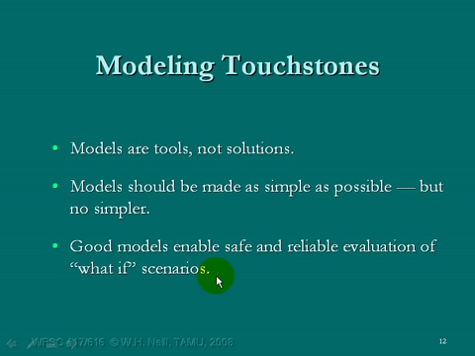And then I guess it's obvious that good models enable safe and reliable, well, maybe certainly safe, maybe reliable evaluation of what-if scenarios. You wouldn't want to find out what if by actually doing it. It might be a real expensive proposition, and it might be irreversible. Let's not melt the polar ice sheet to find out what would happen, even if we could.